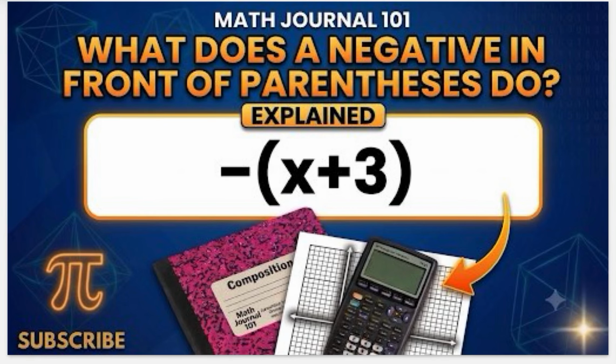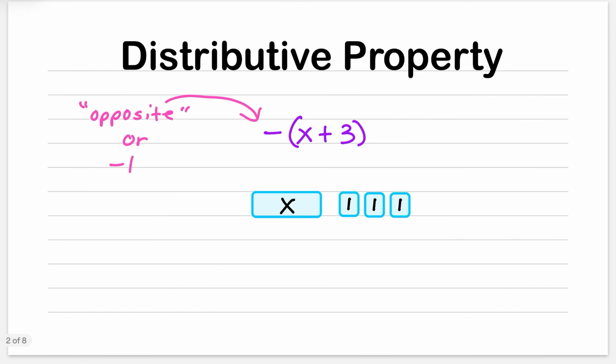Hello. In this video, we're going to take a look at what a negative in front of your parentheses does. I like to think of it as the opposite of, or think of it as a -1. I would read this problem as the opposite of the quantity x plus 3.